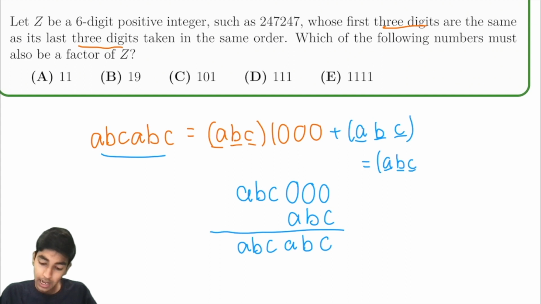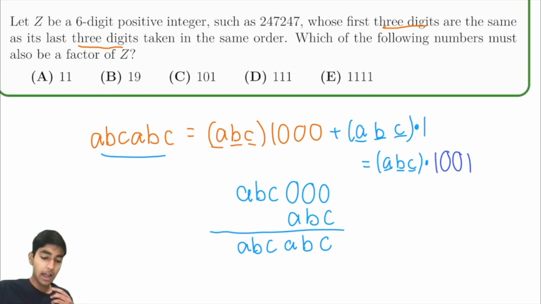Aha, but now we can factor this. ABC times, this is times 1 over here and times 1,000 over here. So times 1,001. Aha, so we know our number is divisible by 1,001. But wait, none of these choices are 1,001. Now what do we do?